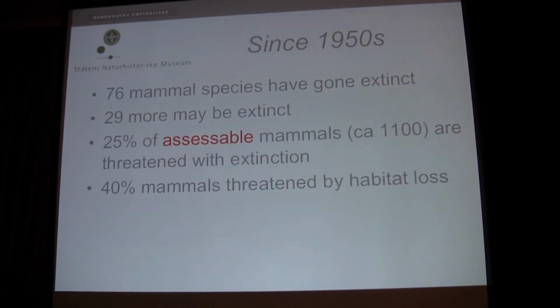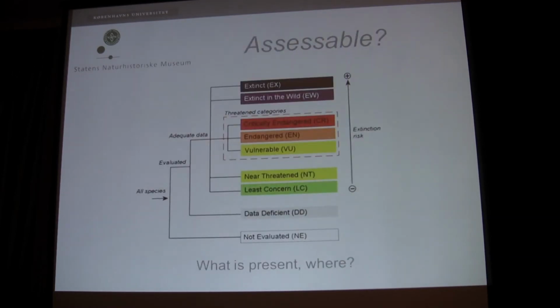And if you look at some facts that have been put up recently by IUCN, since the 50s, 76 species have gone extinct. That's actually quite a lot. 29 may be extinct. Notice that word may. 25% of accessible mammals, this is about 1,000, right, are threatened with extinction. Again, note the word in red there, accessible. And 40% of them are threatened by habitat loss. And I just want to focus on what accessible means.